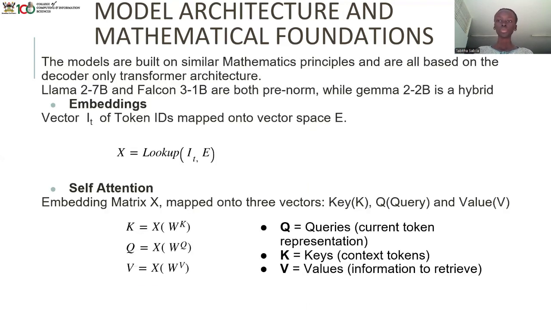So what happens is that when a prompt is entered into any of these models, the input is broken into tokens using a tokenizer, and these tokens are assigned token IDs. These token IDs are placed in a tensor IT that you can see here. This tensor is mapped onto a vector space E. The result of this mapping is the token embedding matrix, which is the next input for the self-attention layer. In the self-attention layer, this matrix is mapped onto 3 vectors: the key, the query, and the value. We're going to see their use in the incoming slides.